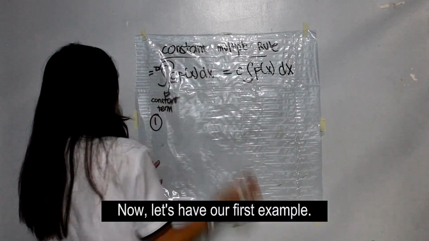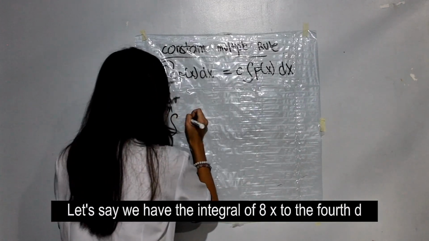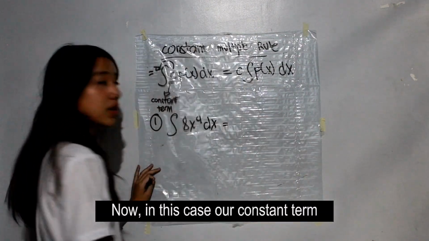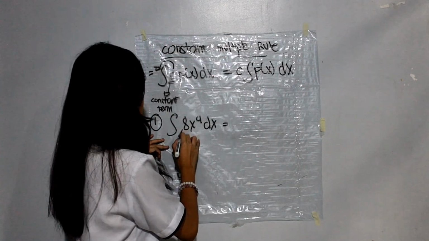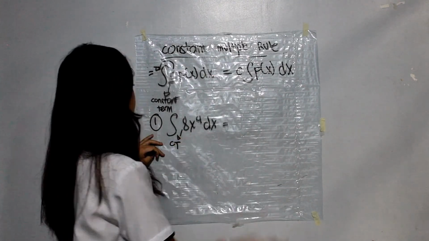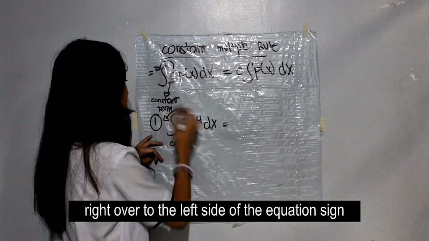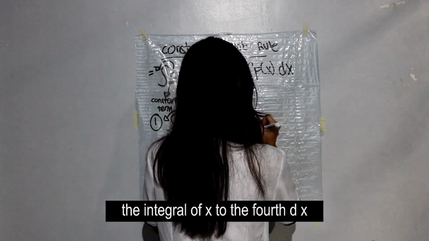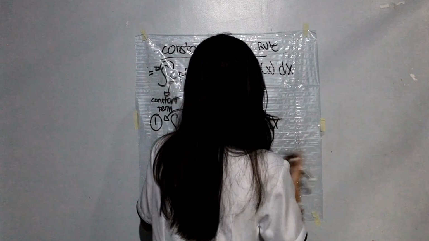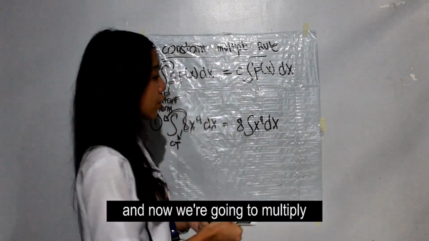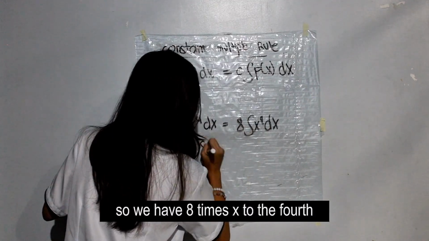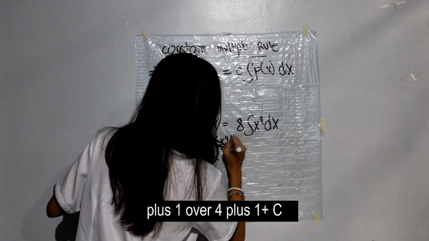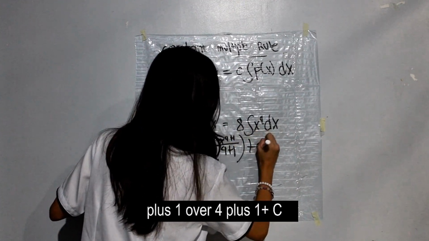Now let's have our first example. Let's say we have the integral of 8x to the 4th dx. Now in this case, our constant term would be 8. This is our constant term. So we're going to take it and place it over to the left side of the integral sign. Integral of x to the 4th dx. And now we're going to multiply. So we have 8 times x to the 4th plus 1 over 4 plus 1 plus c.